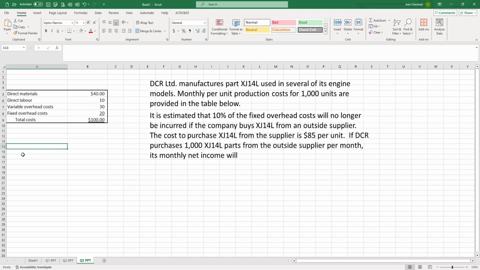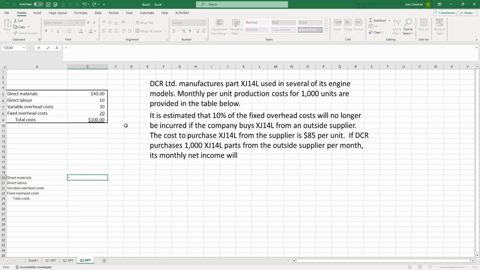So if we're still making it, what's going to happen? We're going to have all those things, right? Let's do the same thing that we did on the previous chart. If we're making it, that's what's going to happen.